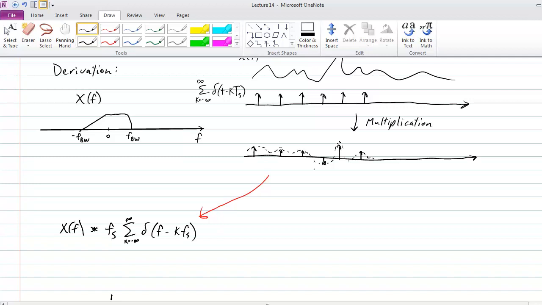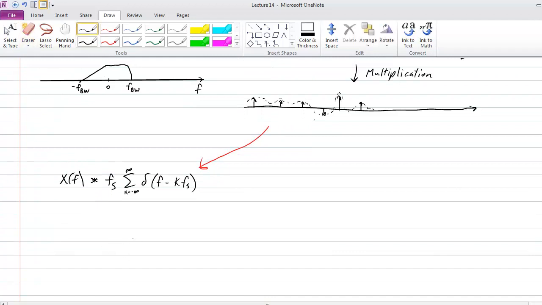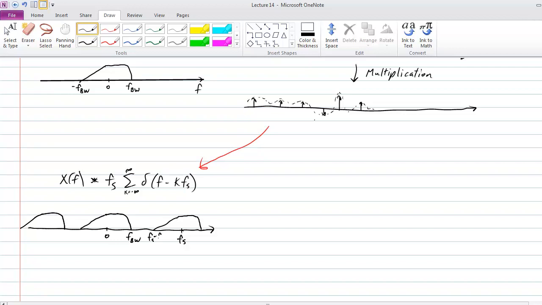Okay, so that means that that type of convolution is very simple, because convolving with a delta function just shifts our signal, centering it at the delta function. So this gives zero, f bandwidth, and then this is the sampling frequency, fs. So this would be fs minus f bandwidth.